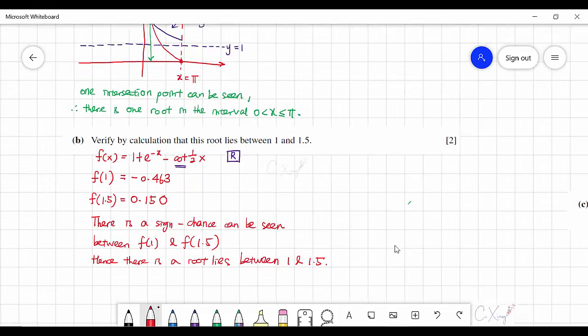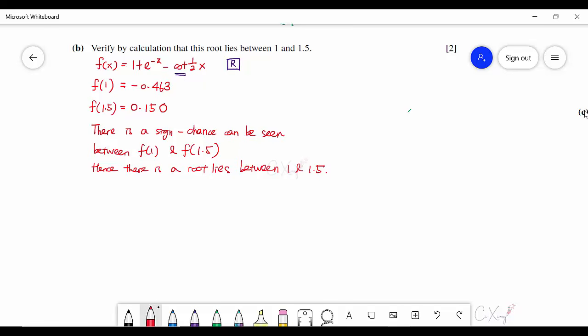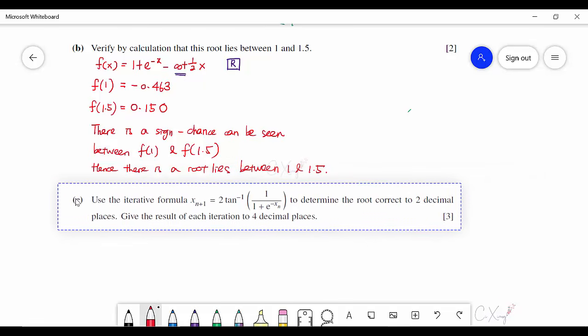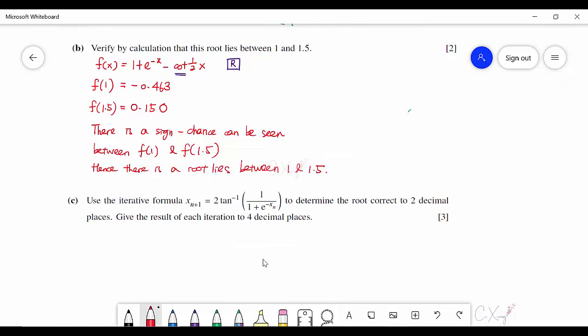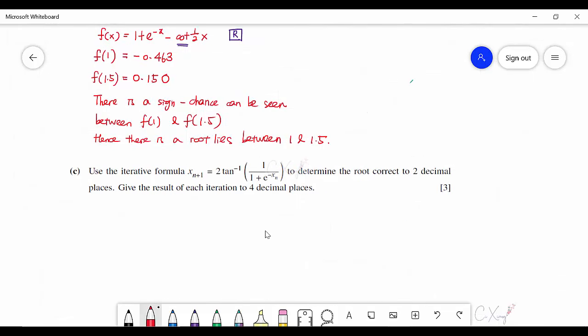Okay, then now we continue to part number 3. Once we locate roughly where the root is, then now we want to get the exact value, the final answer for the root. Here they said to use the iteration formula to determine the root correct to 2 decimal places. Give the result of each iteration to 4 decimal places. Okay, right, so our iteration formula is this. They give you this already.